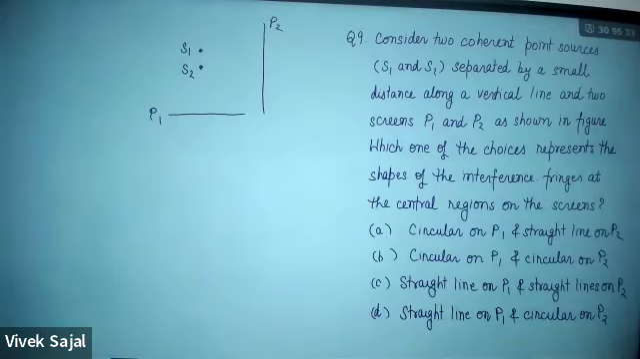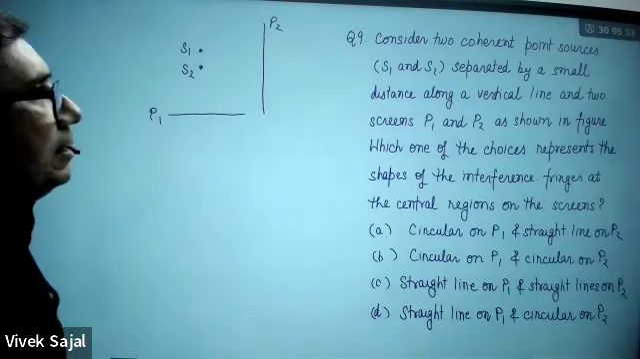Consider two coherent point sources S1 and S2 separated by a small distance.